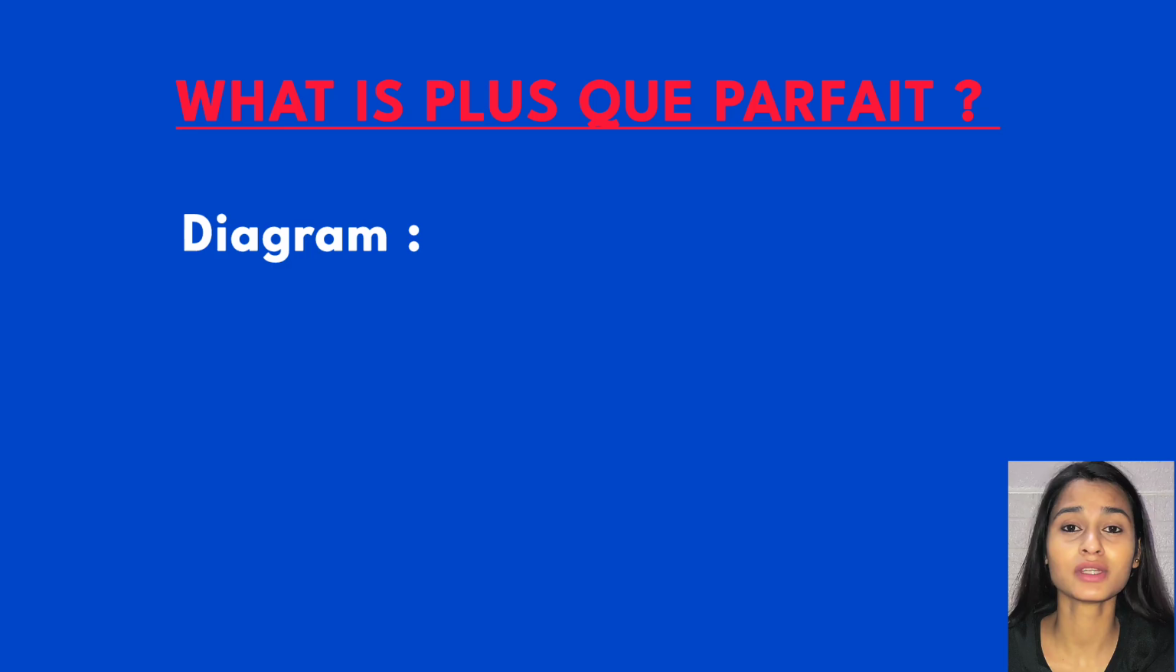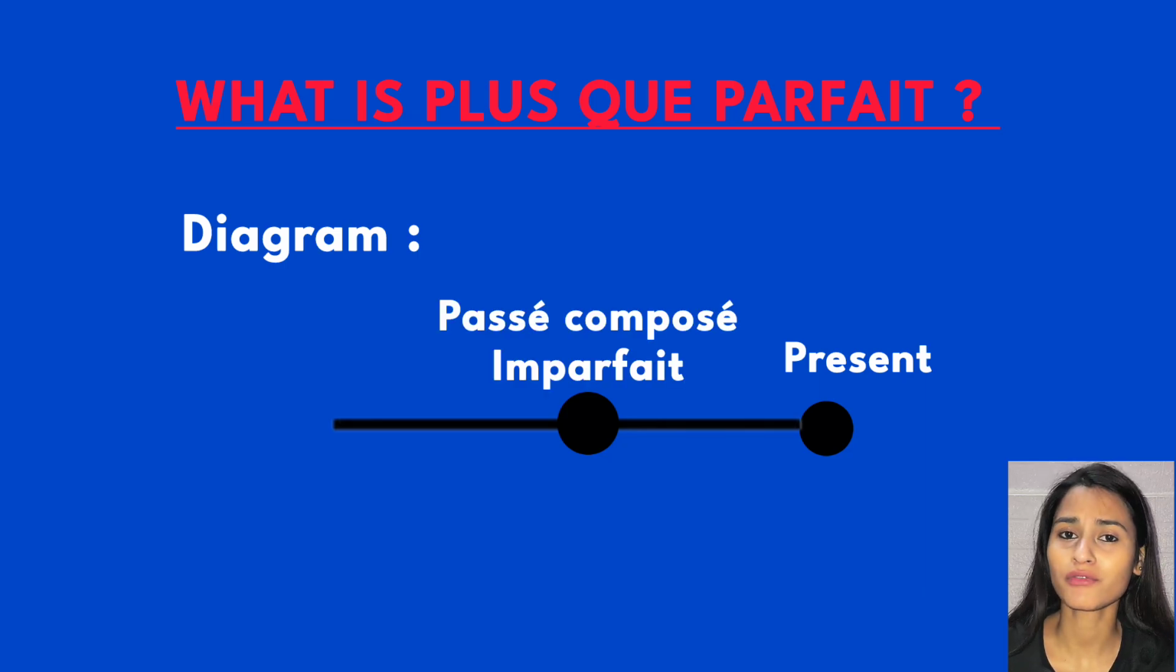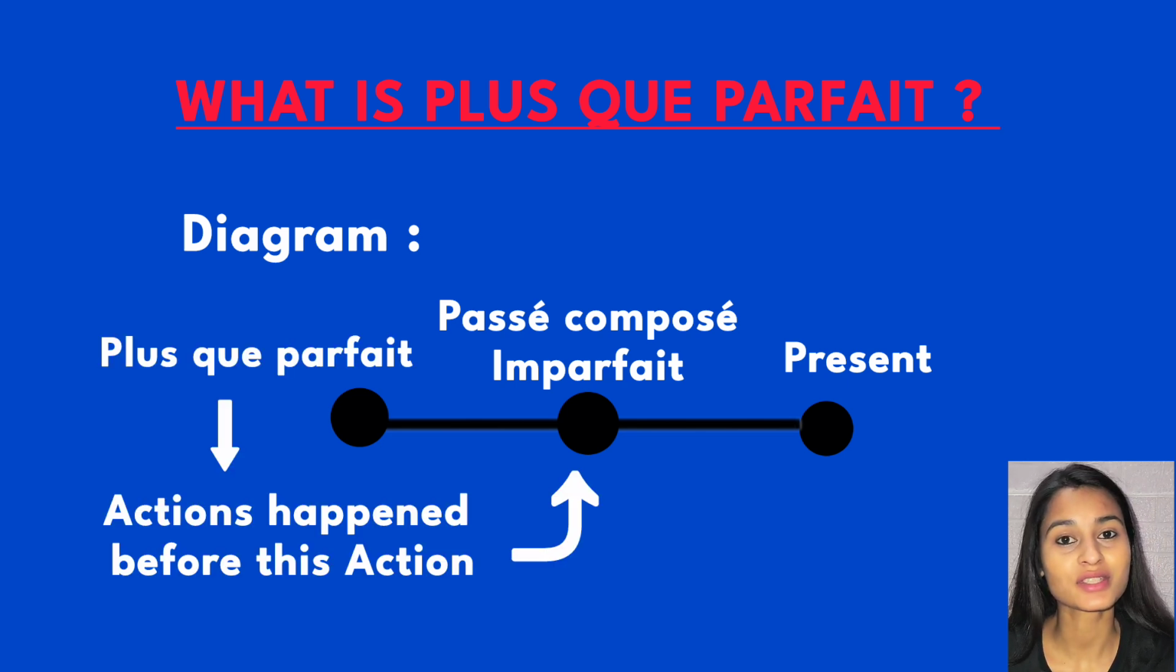Let's understand it with the help of a diagram. So this point is your present, and before this comes another point which is your past, where you use imparfait or passé composé. And before this point, there comes another point which is your PLUS-QUE-PARFAIT, which defines the actions that happened before the actions that are already in the past.